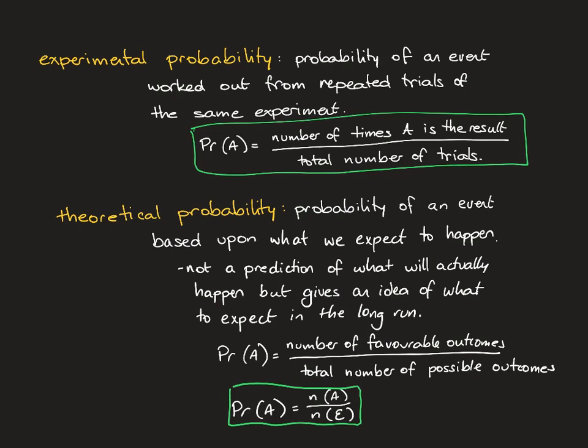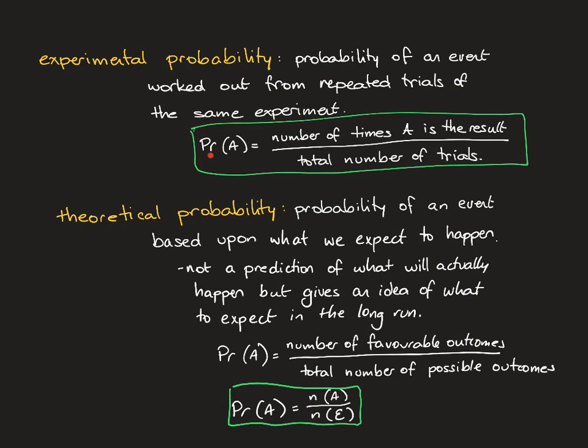So to calculate the numerical value for probability, we have 2 ways of doing it. One is if we have some experimental data, and we calculate the probability worked out from an experiment where we've done a repeated number of trials over and over, we get experimental probability. So the experimental probability is the probability of an event worked out from the repeated trials of the same experiment.